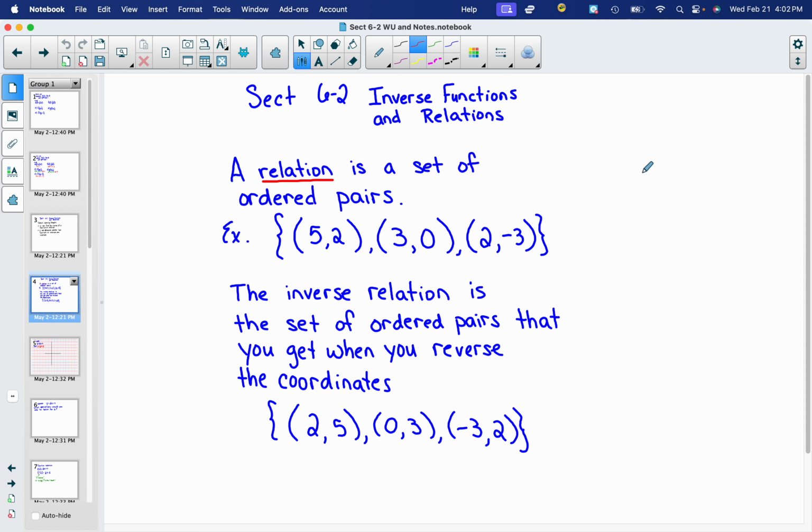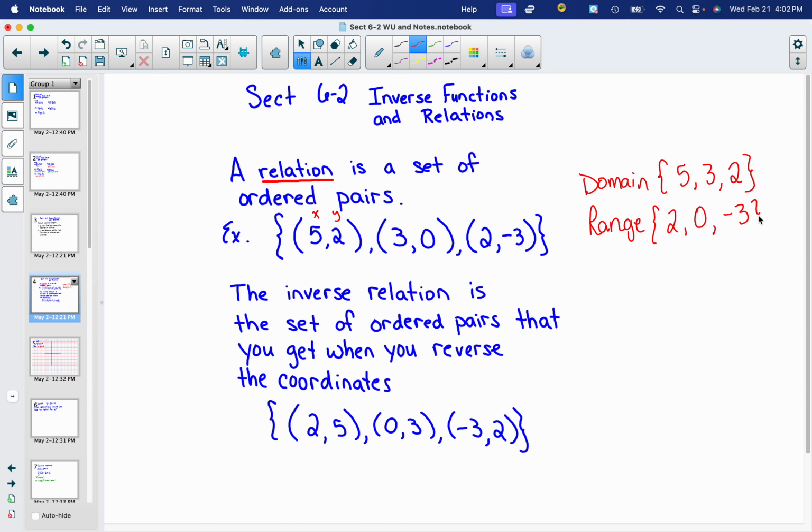So first of all, a little definition, vocabulary. A relation is just a set of ordered pairs. So for my first example, I have the set (5, 2), (3, 0), (2, -3) as ordered pairs. Remember, in your ordered pairs, we have the x coordinate and the y coordinate. The x coordinates make up the domain. So for this particular relation, the domain would be 5, 3, and 2, and the range are the y values, which would be 2, 0, and -3.